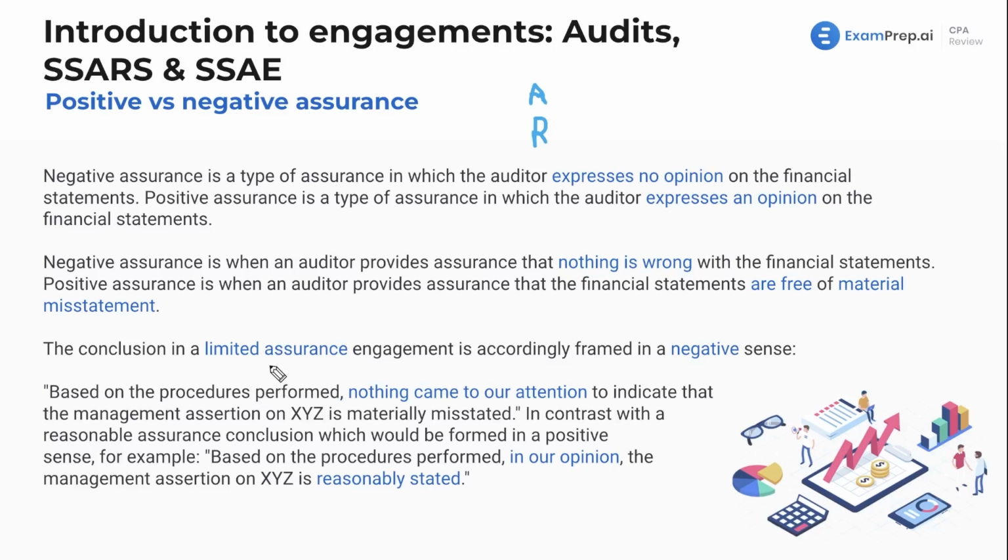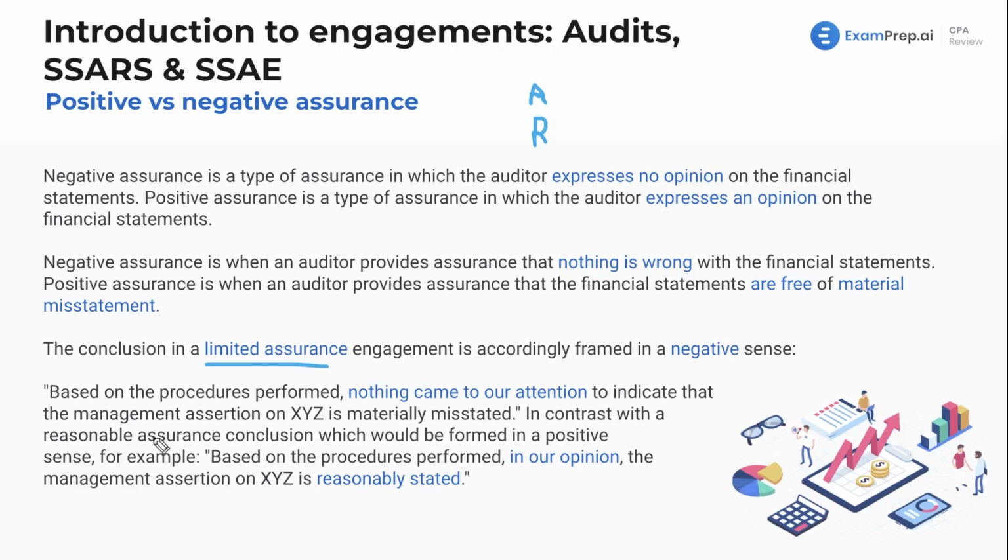So this is how it looks. When you say that you provided limited assurance, it's going to be framed in a negative sense. So limited assurance is similar to negative assurance in that sense. Based on the procedures performed, nothing came to our attention to indicate that the management assertion on XYZ is materially misstated. So it could be, existence of cash.